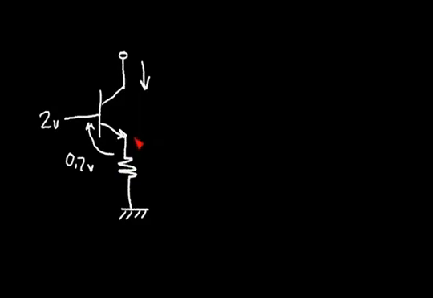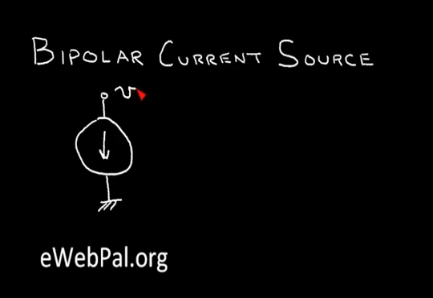So if I calculate the voltage at the emitter, subtracting 0.7 from 2 volts at the base, I get my emitter voltage of 1.3 volts. So if I set this resistor to 1.3 K, I get a current flow in the emitter, and if my base current is very small, my collector current will be the same. There's some voltage V at this terminal. And let's say that the current in this current source is equal to 1 milliamp.